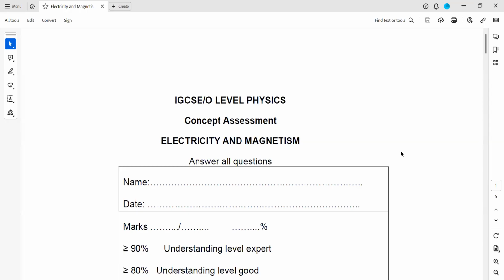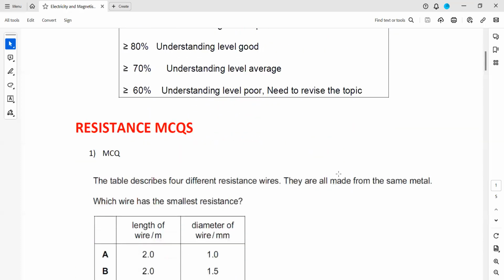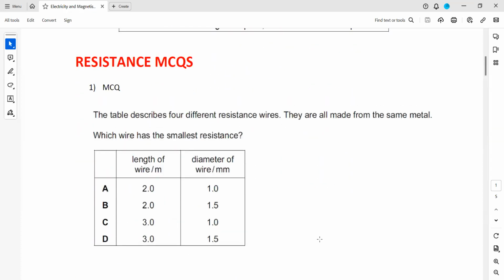So this was a pop quiz which was related to electricity and magnetism. As we know, the resistance depends on the length. Resistance is directly proportional to length, so longer wires have higher resistance than shorter wires. And resistance is inversely proportional to cross-sectional area. So thinner wires have higher resistance than thicker wires.